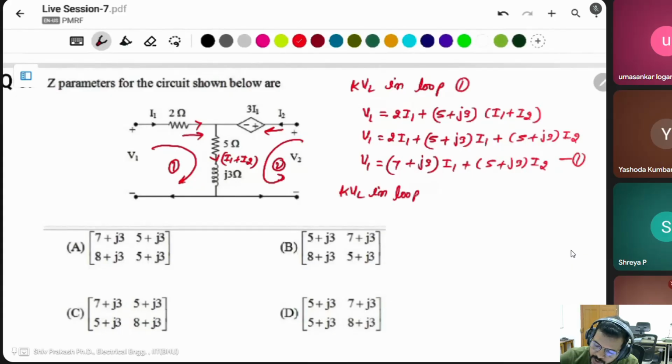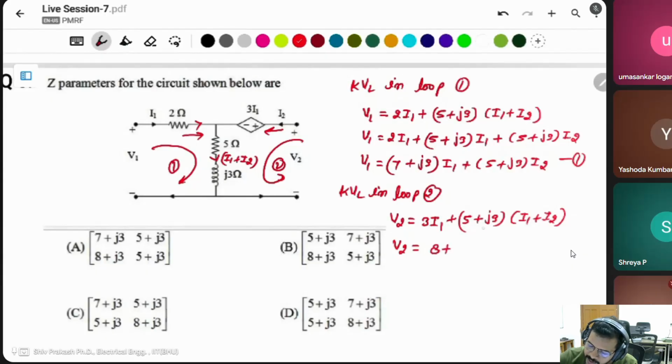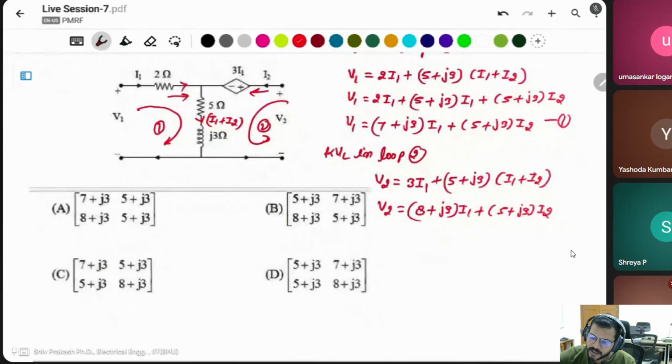Next one, applying KVL in loop 2. What is V2? V2 is equal to 3 I1, the voltage source. That's why this will be 3 I1 plus (5 plus j3)(I1 plus I2). Then V2 is 5 plus 3, it will be (8 plus j3) I1 plus (5 plus j3) I2. Okay, this is the Z parameter equation.